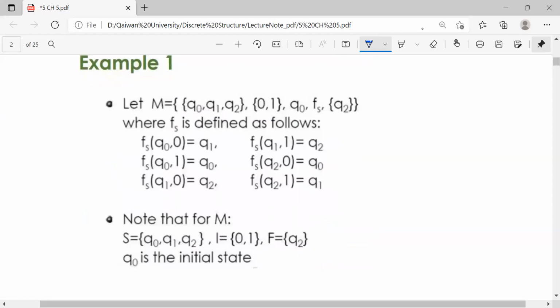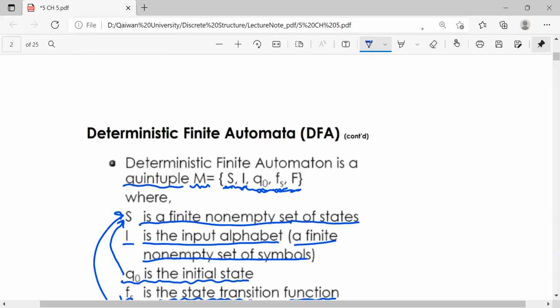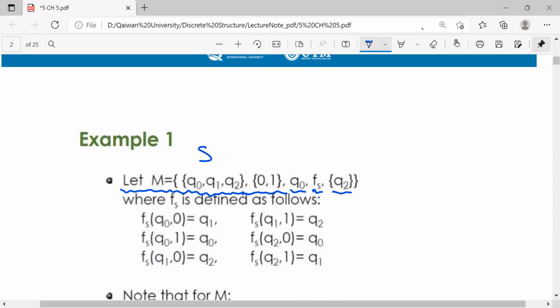Here we have an example. Let M equal ({Q0, Q1, Q2}, {0, 1}, Q0, F_s, {Q2}). Comparing to the above, we have in this order S, I, Q0, F_s and F. The first set, Q0, Q1, Q2, is the set of all states, denoted by S. That means here we have three states, which are Q0, Q1, and Q2. And I is the set of all inputs. We have these two inputs, which are 0 and 1.